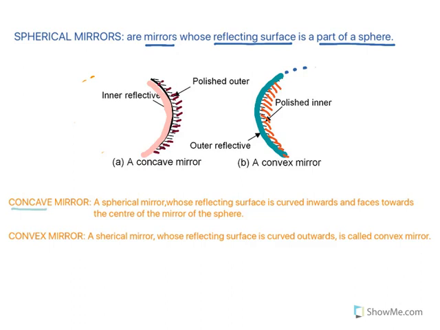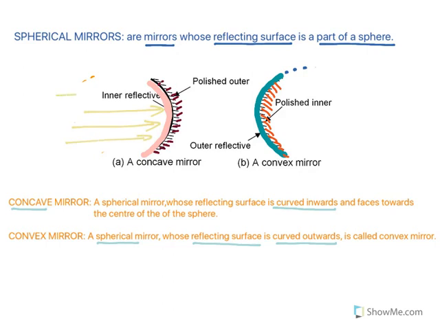So a concave mirror is defined as a spherical mirror whose reflecting surface is curved inwards and faces towards the center of the sphere. And convex is also a spherical mirror whose reflecting surface is curved outwards. It's called a convex mirror. Now for a concave mirror, the rays of light will fall on the reflecting surface. For a convex mirror, the rays of light will fall on the outer bulging surface.